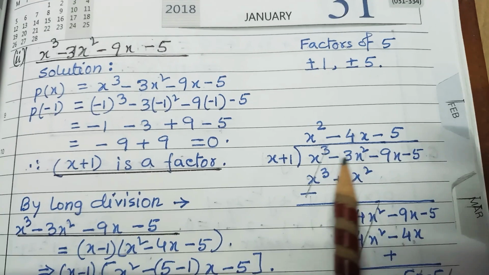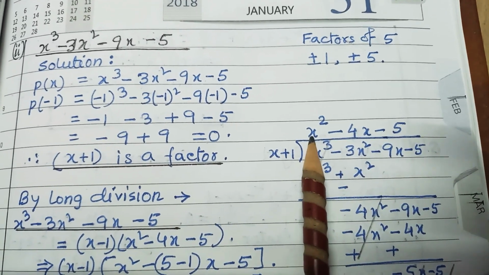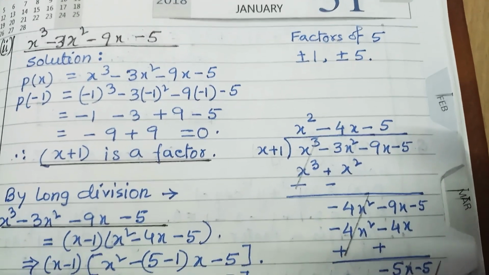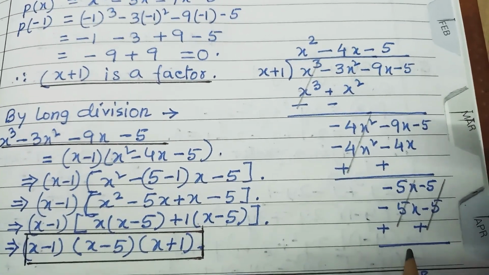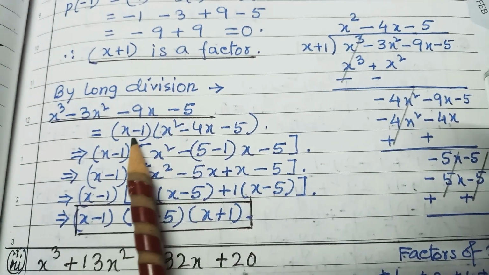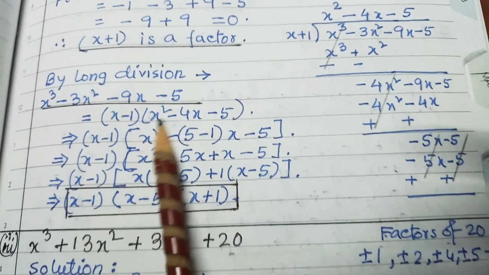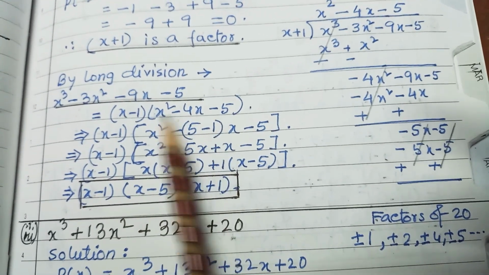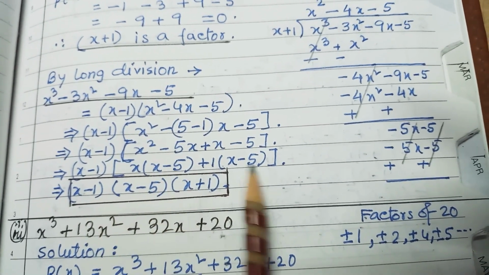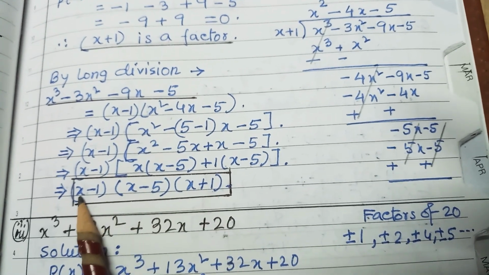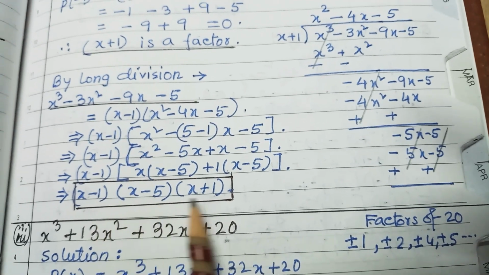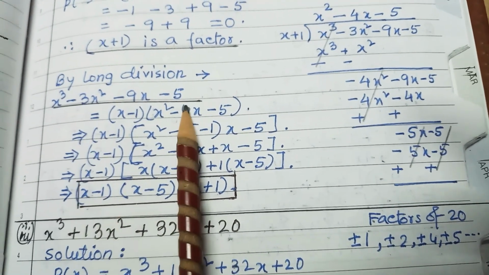As I have taken minus 1, x plus 1 is a factor. By x plus 1 you divide the terms. Now it is coming x square minus 4x minus 5. Already you know the division. I have done it here, you can check it. By the long division method we have got dividend equal to divisor into quotient. The quotient has 3 terms. Again you have to do middle term splitting. By middle term splitting we have got these 2 factors. So (x minus 1)(x minus 5) and (x plus 1). These are the 3 factors of this polynomial.